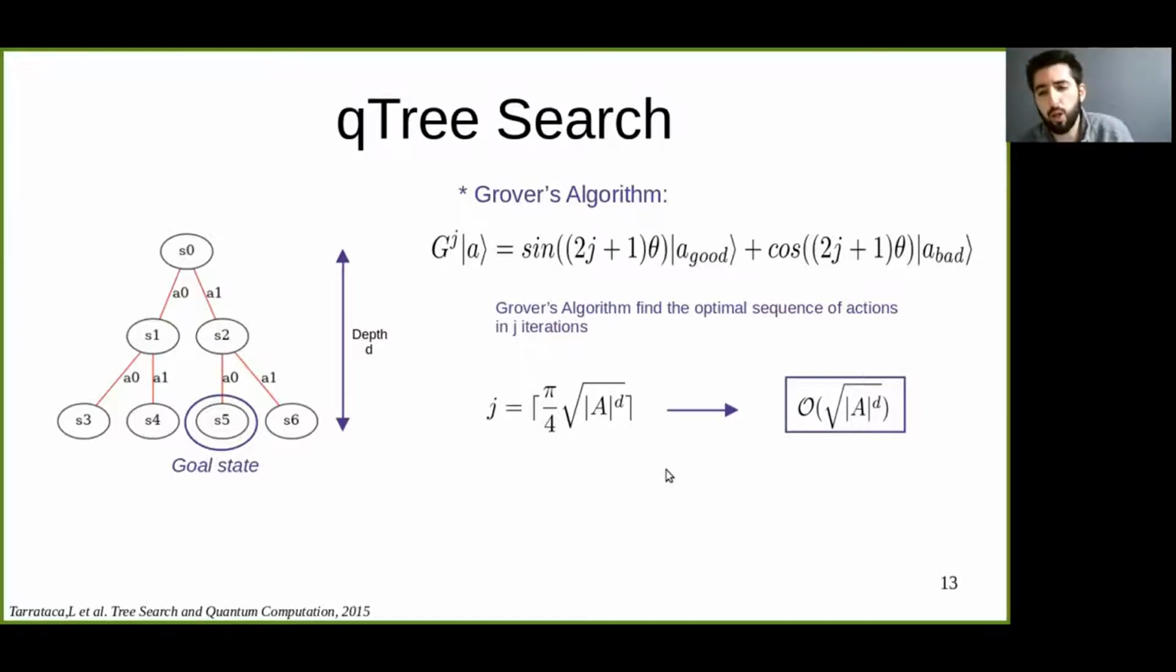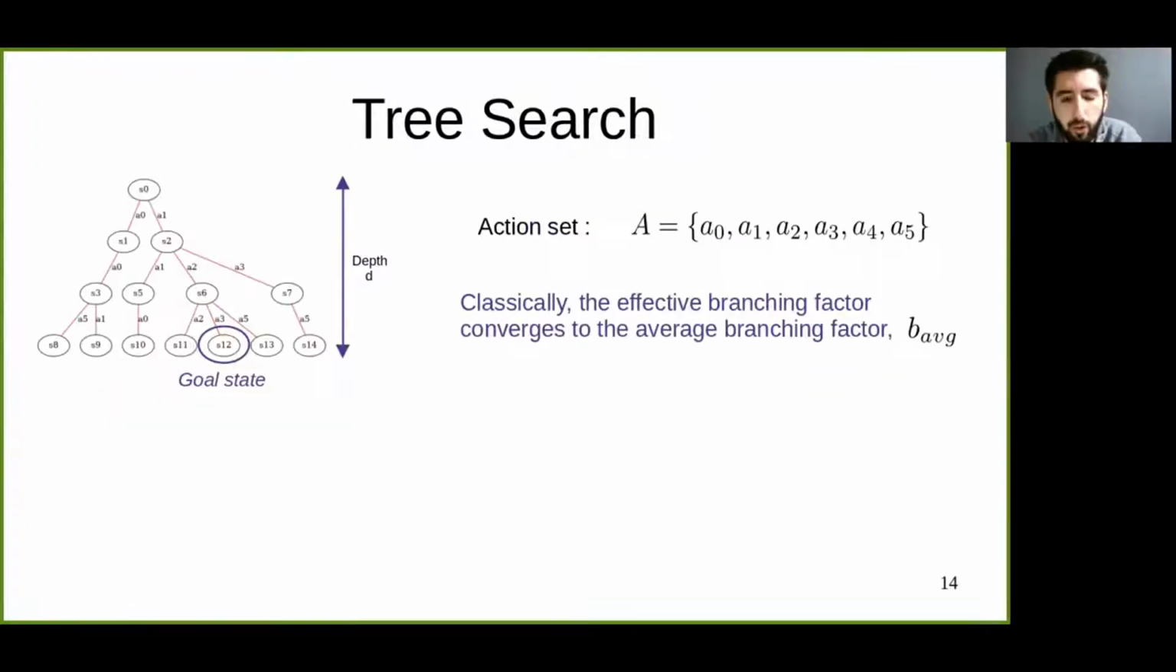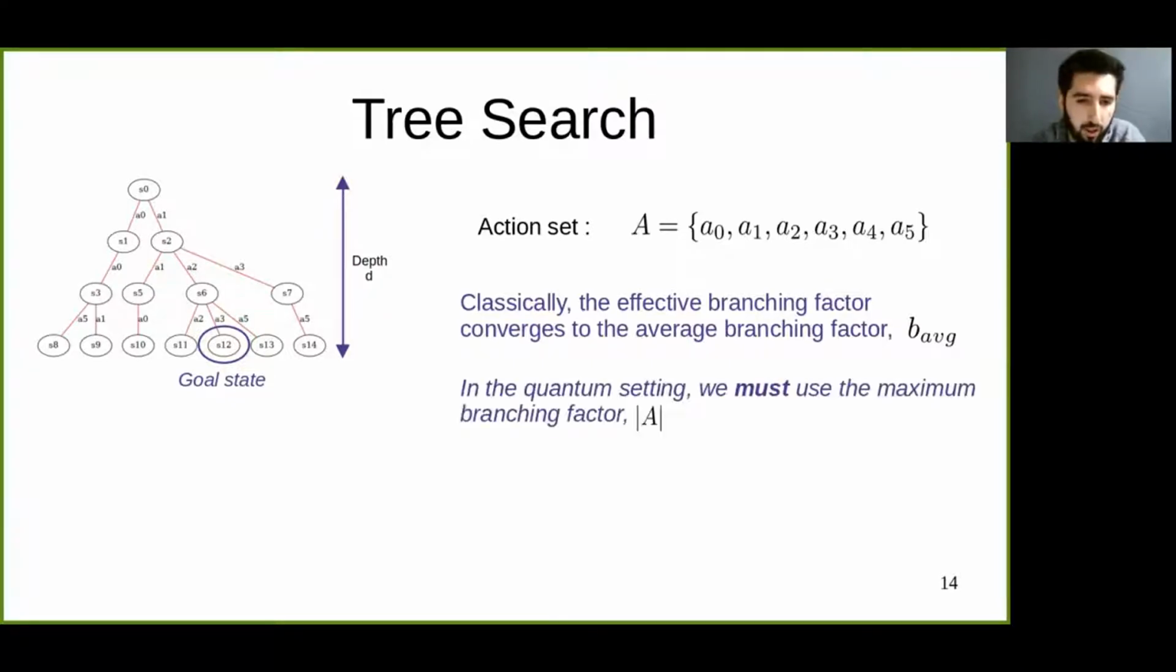Now, an interesting question arises, which is what happens when we have non-constant branching factor trees. When we have non-constant branching factor trees, we know that the effective branching factor converges to the average branching factor. However, in the quantum setting, we cannot use the average branching factor. We must use the maximum branching factor always, because we don't have a way of distinguishing what action we should take at what state.